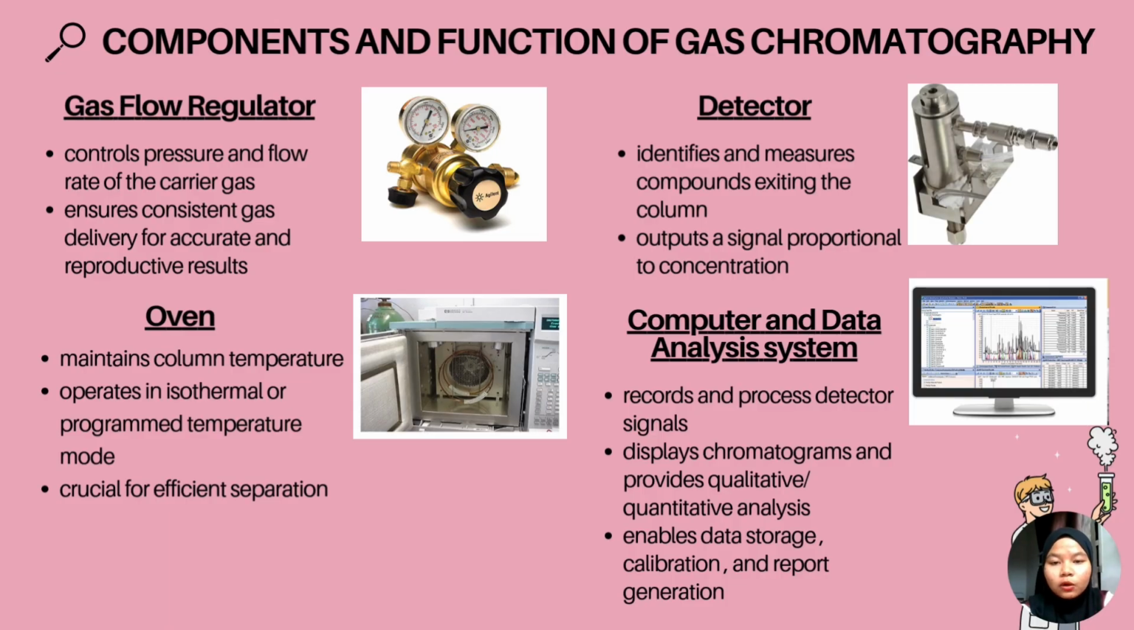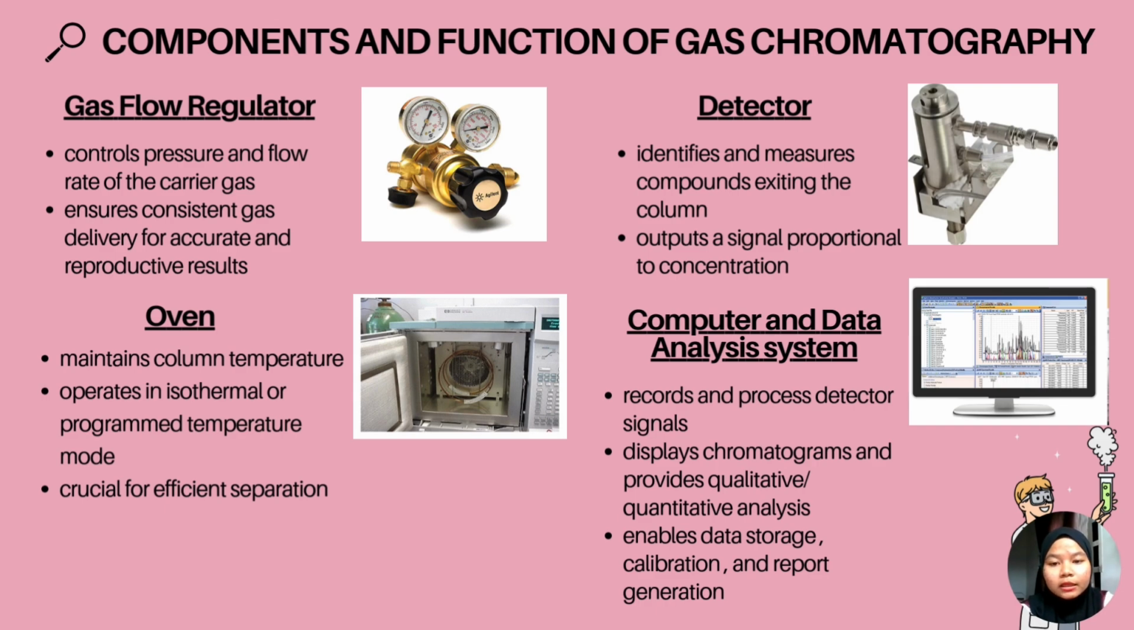After the compounds pass through the column, they will enter the detector. The detector's function is to identify and measure the compounds eluting from the column. It produces an electrical signal proportional to the concentration of each compound. Different detectors can be used depending on the type of compound being analyzed.